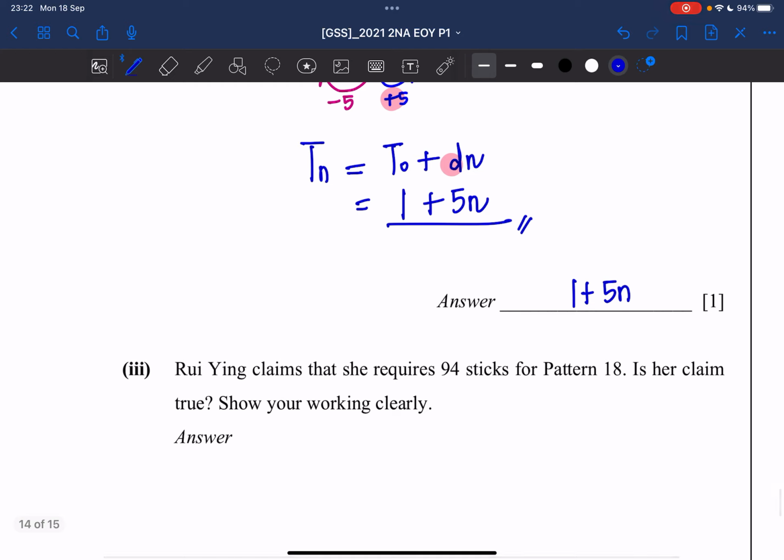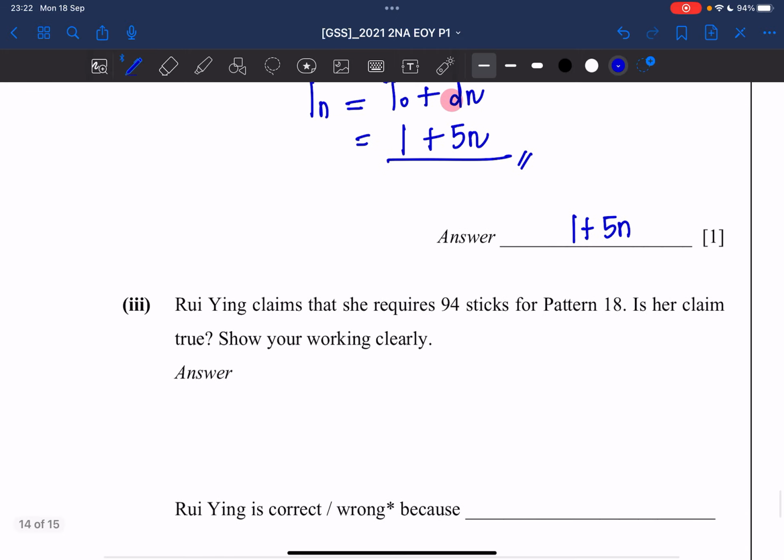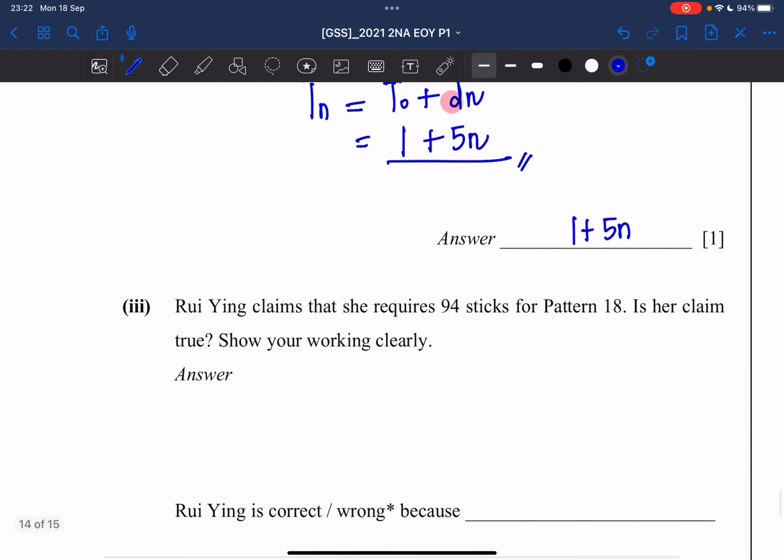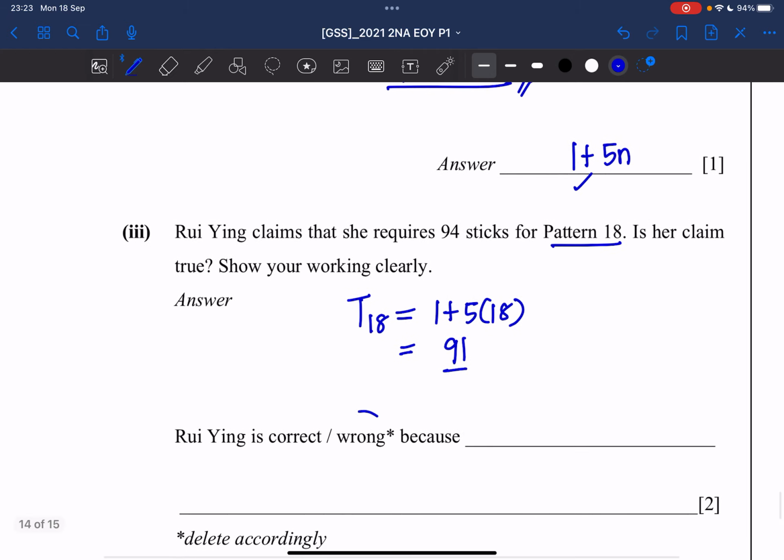Now part 3, Wei Ying claims that she requires 94 sticks for pattern 18. Is her claim true? Show your working clearly. So now let's find the number of sticks. Since it's pattern 18, it is actually T18. So we use this 1 plus 5, then times 18 here. So let's use our calculator. 1 plus 5 times 18 is 91. So she is wrong.